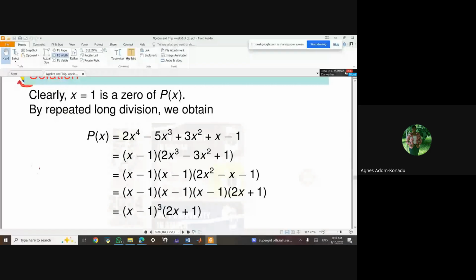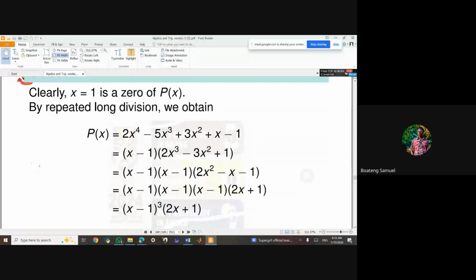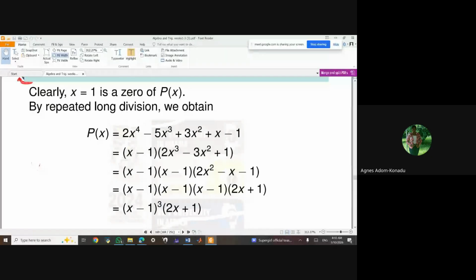A student raises a hand about the polynomial function. With this very example, 2x to the power 4, you could see that the 3x squared appears twice. So it's a mistake. Oh, okay.